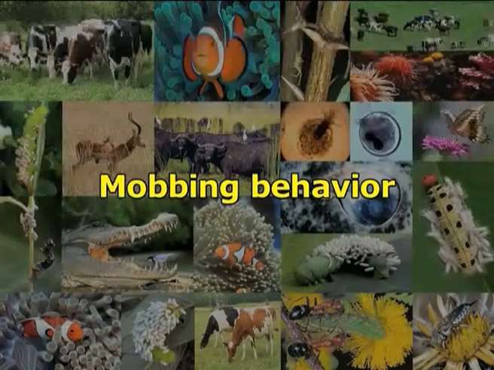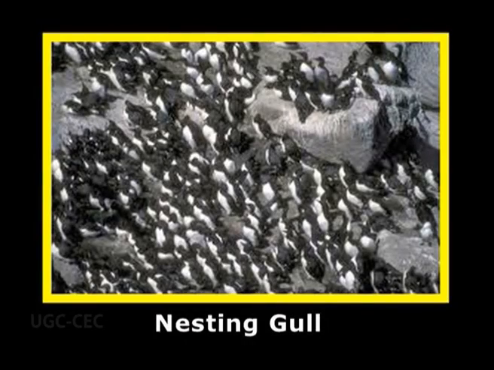Mobbing behavior. When members of the same species drive away a predator by cooperatively attacking or harassing it, the behavior is termed mobbing. This behavior is frequently observed in birds. For example, nesting gull colonies are widely seen to attack intruders, including humans.